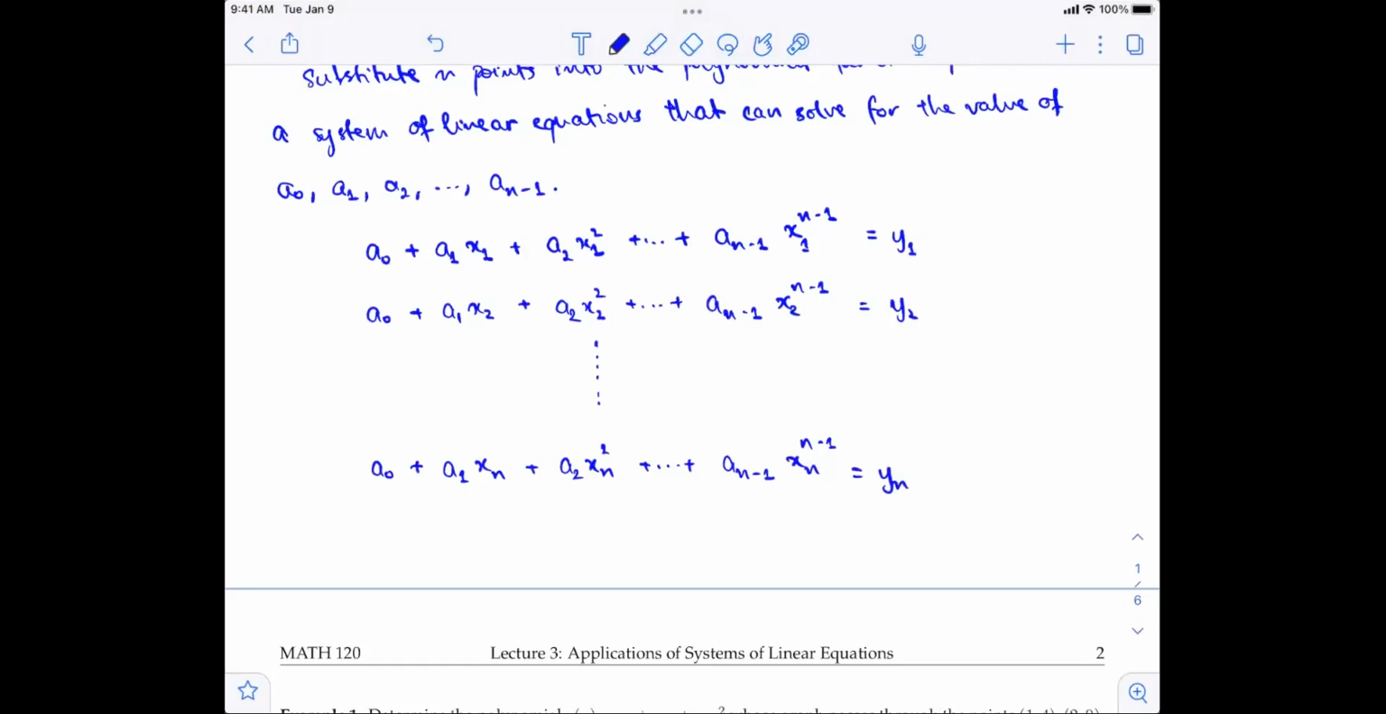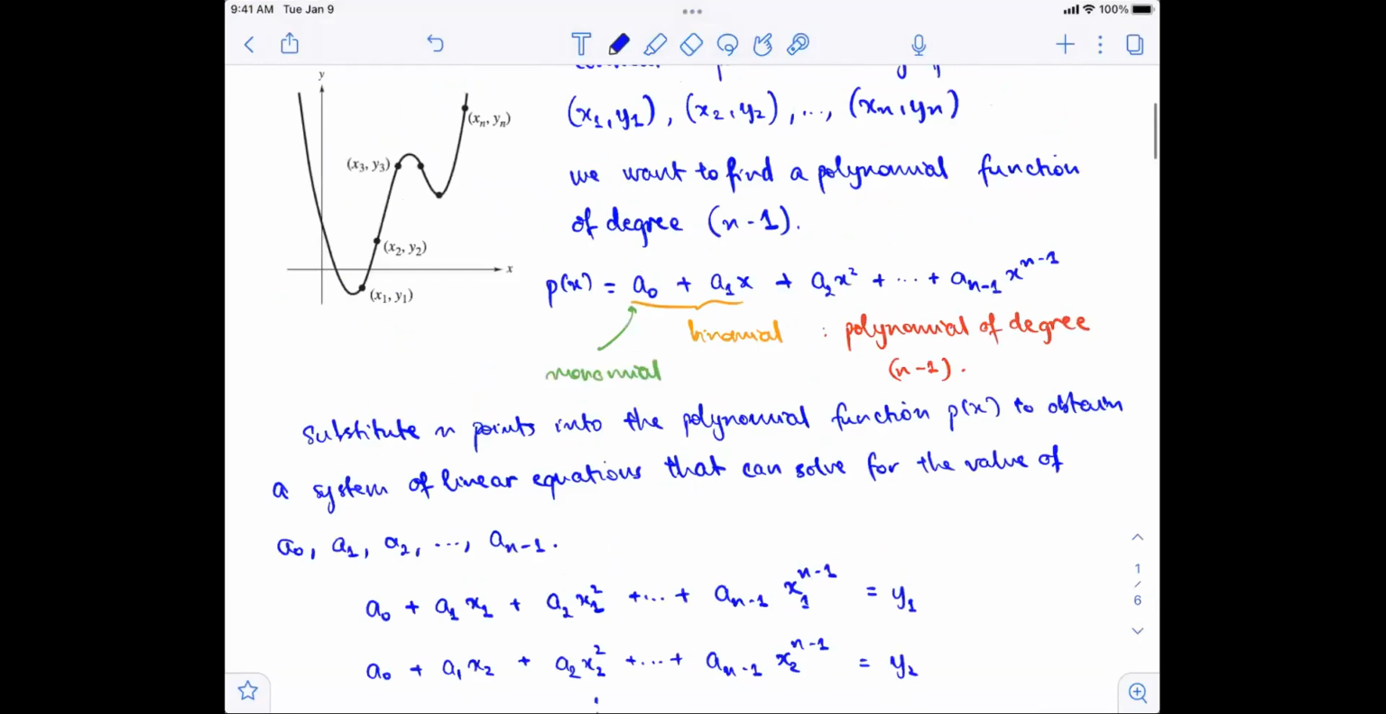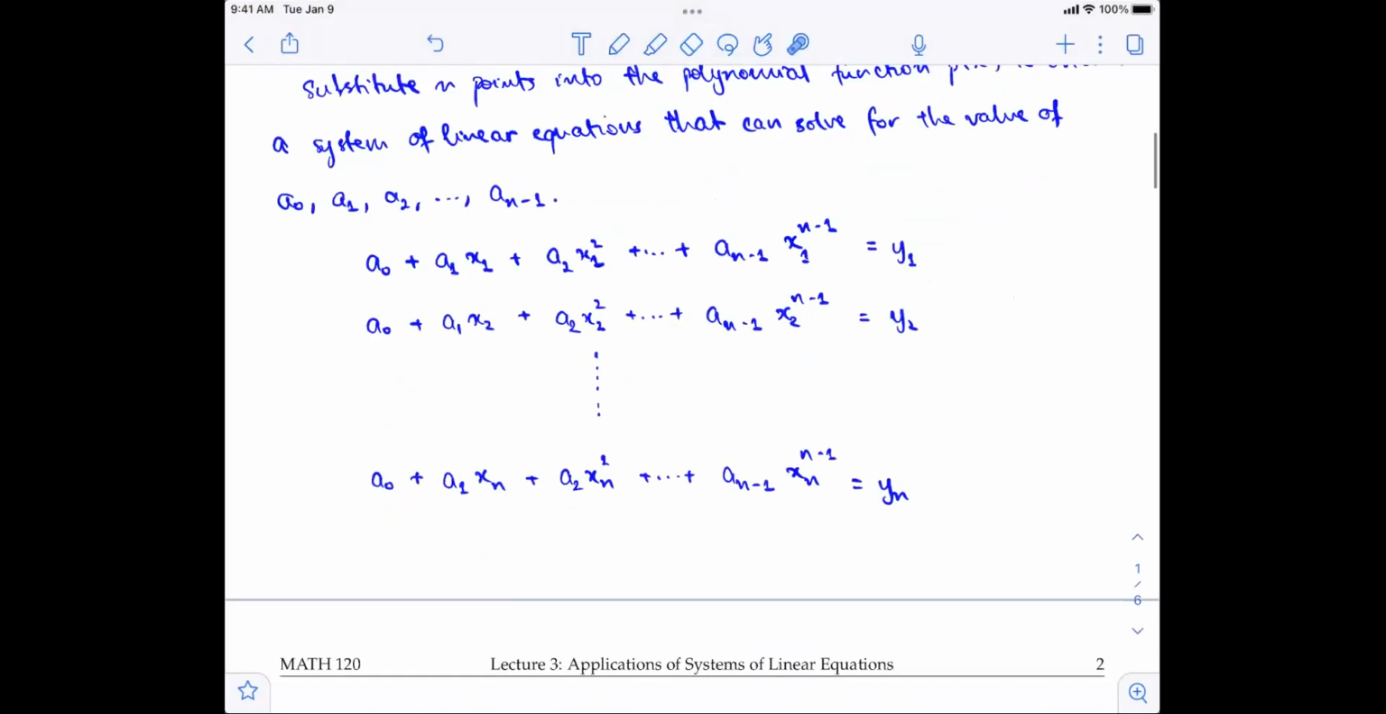So you have n points, and you have a polynomial of degree n minus 1. To find the values of a0, a1, a2, up to a sub n minus 1, you substitute the endpoints into the polynomial function, and you obtain a system of linear equations. From there, you can solve for the values of a0, a1, a2, and so on and so forth. All right, so that's the theoretical part of polynomial curve fitting.